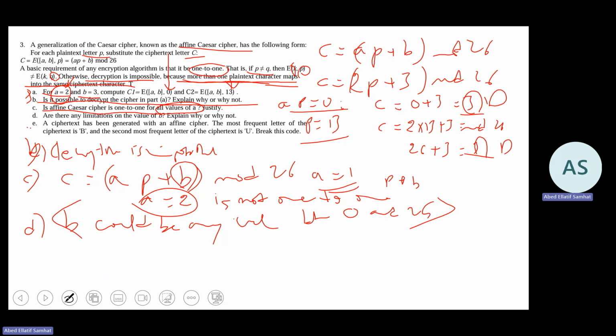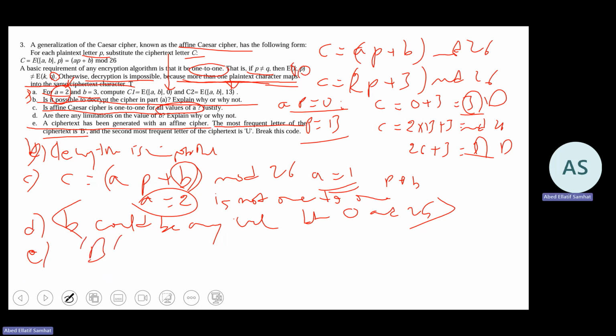So finally, a ciphertext has been generated with an Affine cipher. So we used an Affine cipher here. The most frequent letter of the cipher is B. So here we have a generated ciphertext, and we know that in this ciphertext, the most frequent letter is B.